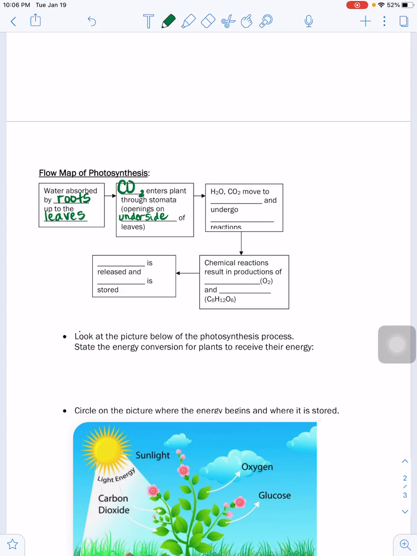I don't know why, but I have to say it with an Italian accent. I don't know why. Stomata. You can practice it too.